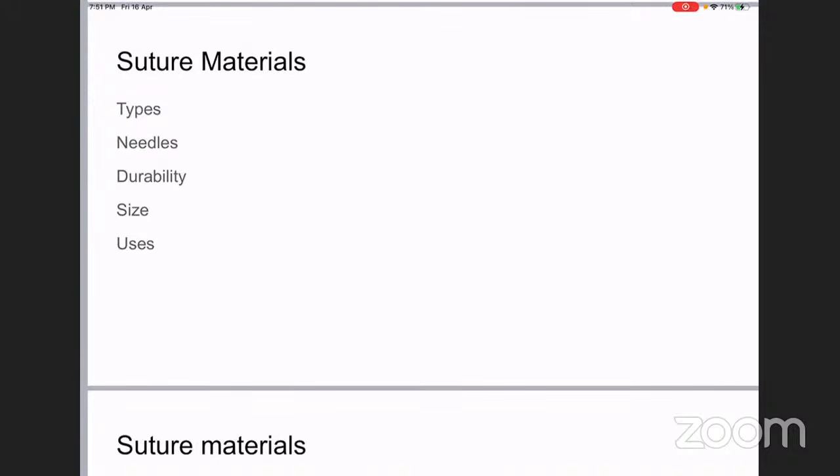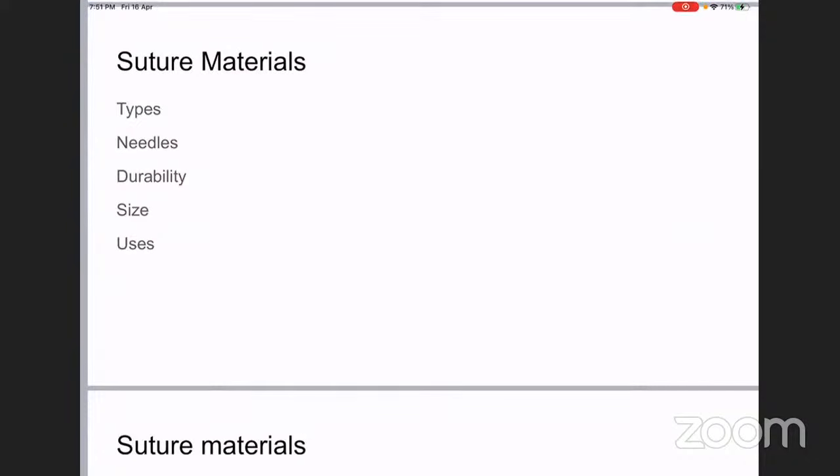Then there are a few synthetic substances. Most contemporary suture materials that we use are synthetic substances. So one very, very versatile synthetic suture material is polyglactin.